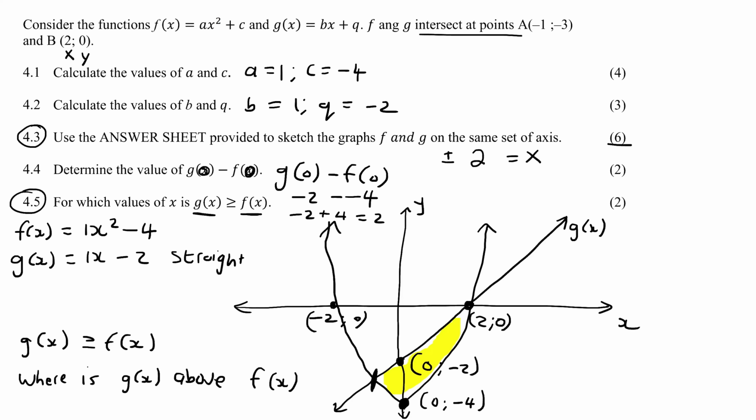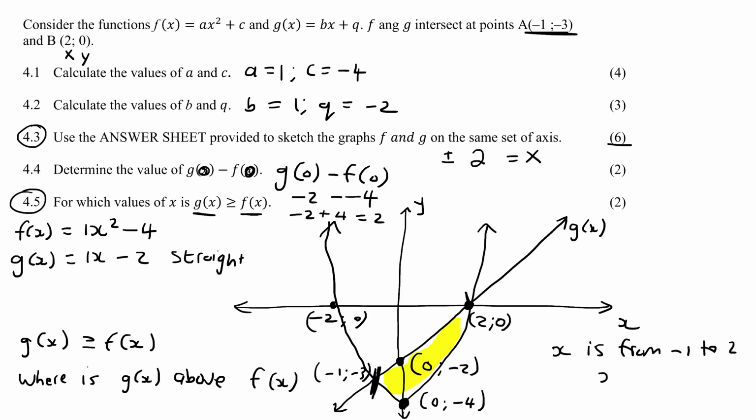They said the graphs intersect at point A, so minus 1, minus 3. And we can see that's where they do intersect. So the answer is going to be from there up to there. They said determine the values of x. You wouldn't write it like this: x is from minus 1 to 2. You've got to write it mathematically.